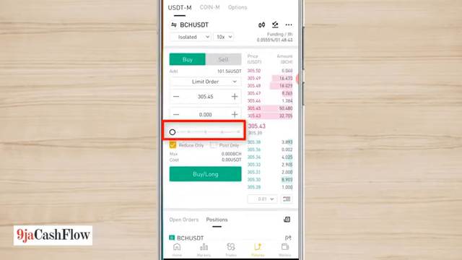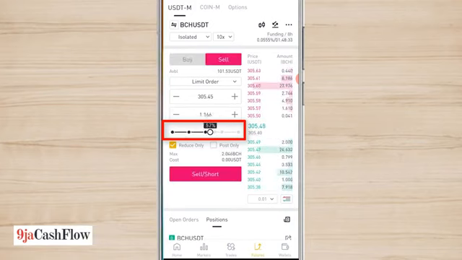Sorry, let me figure out something. Let me click on buy. So, let's say I want to sell the market. If I'm using 10x, I can sell up to 2.046 Bitcoin Cash.